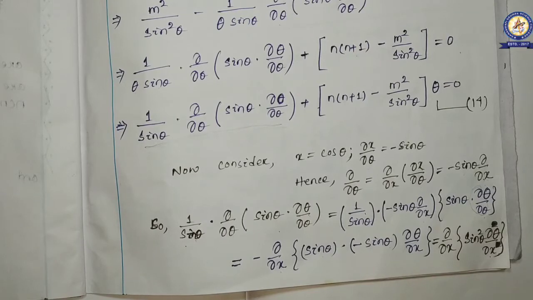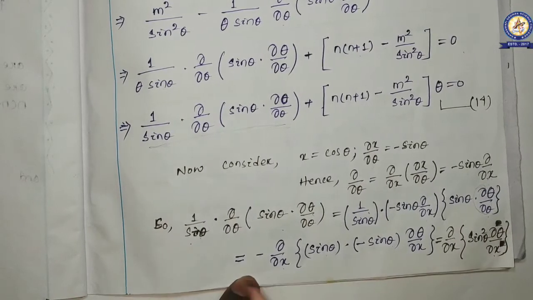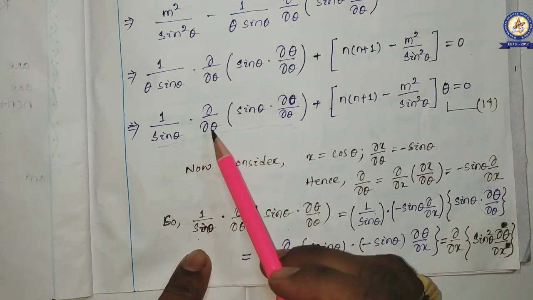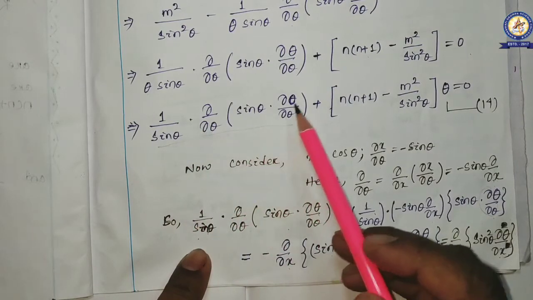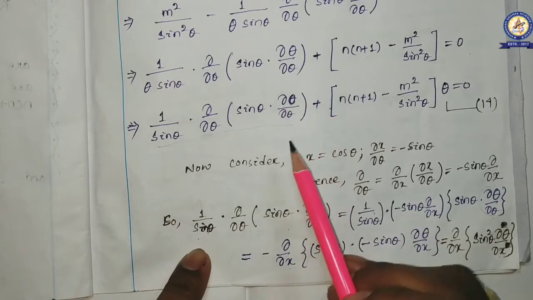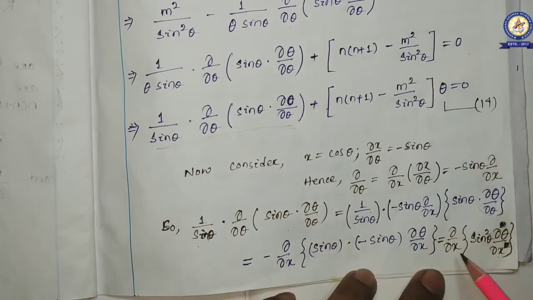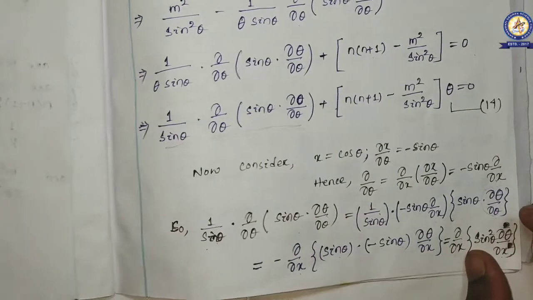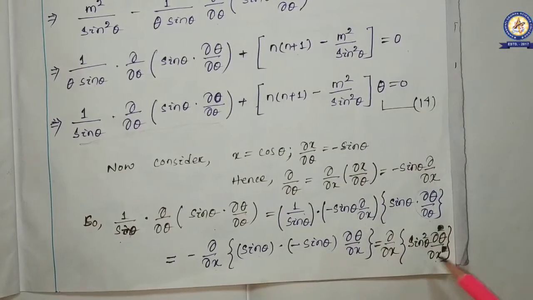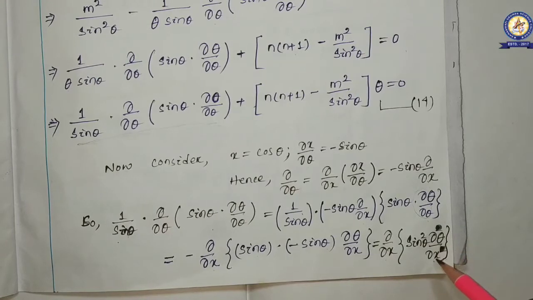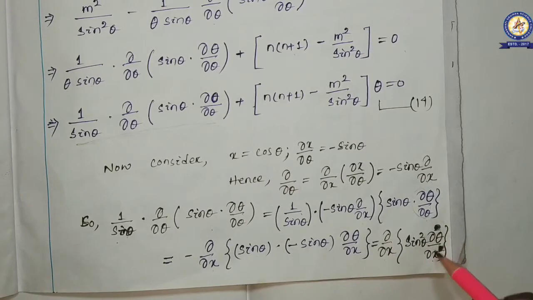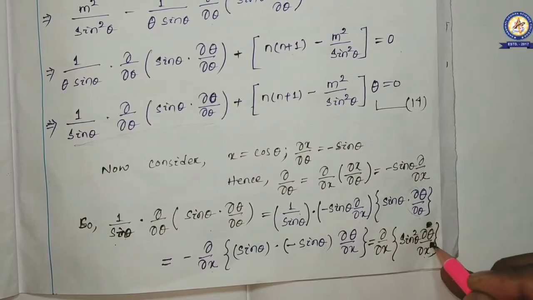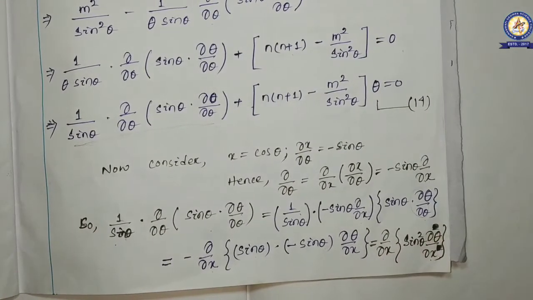Now we have to substitute this value, 1 by sine theta into del by del theta into sine theta into del by del theta of capital theta equal to this much. This is your del by del x of sine square theta. Carefully you have to watch. Sine square theta, this is your del by del x of capital theta. These two dots are nothing.